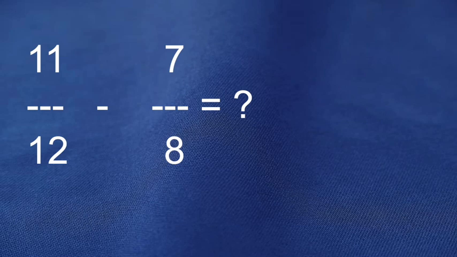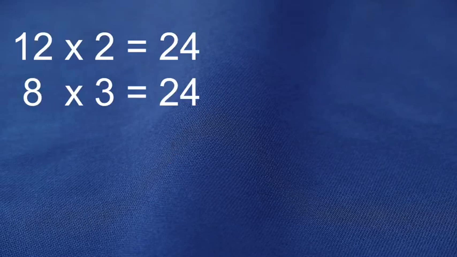Next we have 11/12 minus 7/8. What we do, 12. Again, you can use a number roll, but if you know it in your head, you know that 12 times 2 is 24 and 8 times 3 is 24. We use 24 a lot.